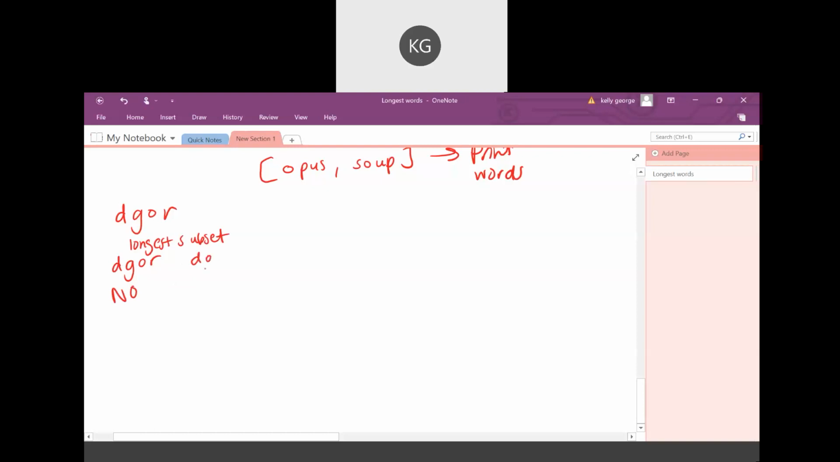So D, G, O, and D, O, R, G, O, R, and then the 2. I'm not sure if I'm writing all of them, but I'm just writing some of them. So now we have these 2-letter subsets and our 3-letter subsets, and then D, G, O, R. So let's say these are all of our subsets. So we looked at D, G, O, R, and we couldn't find any words.